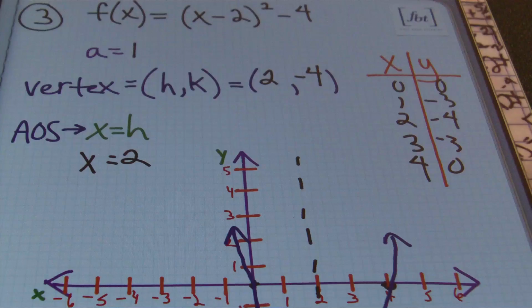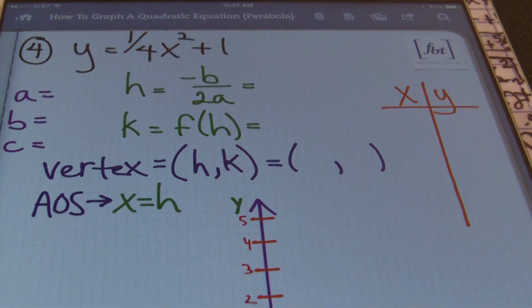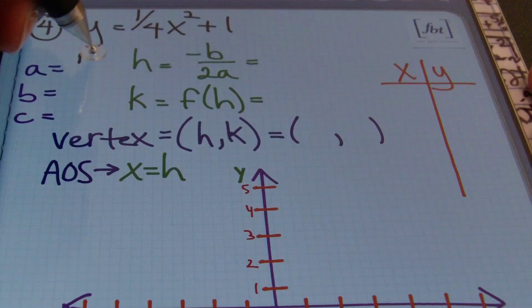So we have the parabola graphed now. That was problem number 3. We're going to be moving on now to our next problem, which is problem number 4. In problem number 4, we have y equals 1/4 x squared plus 1. So what you want to note in this case, ladies and gentlemen, is that your a value is 1/4.